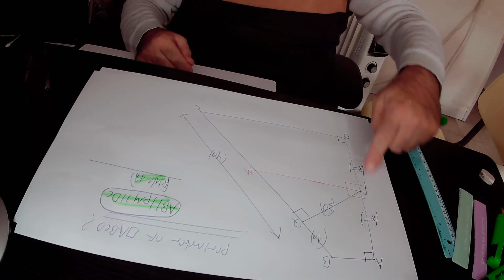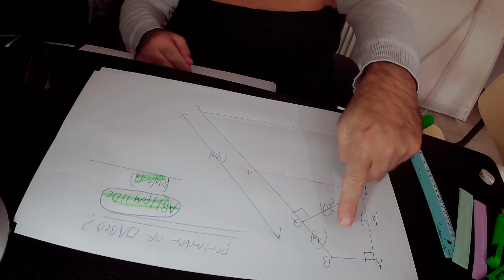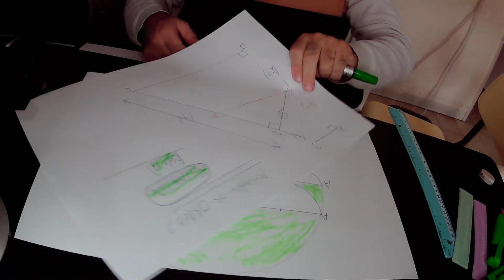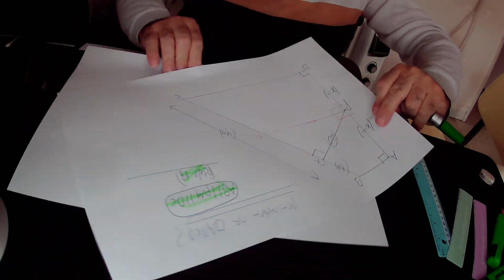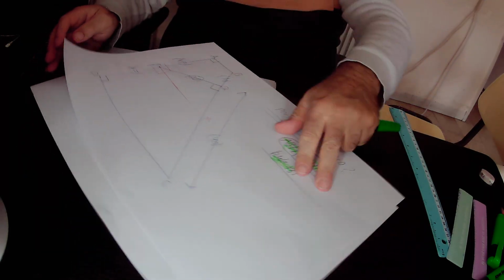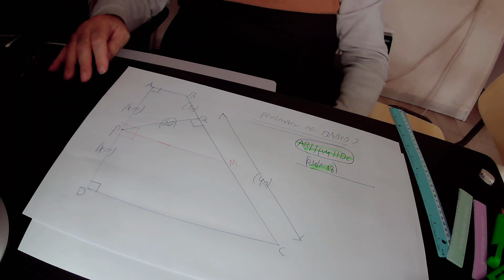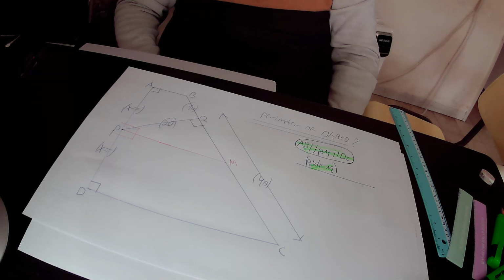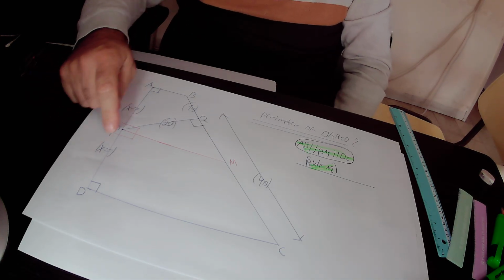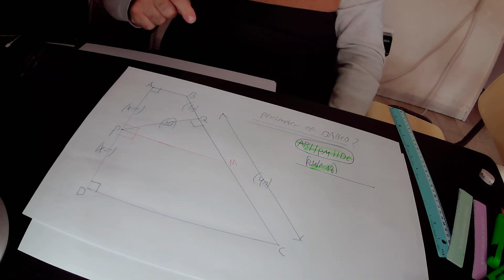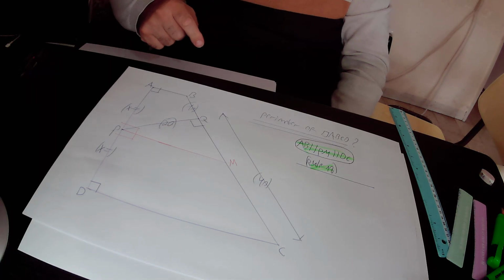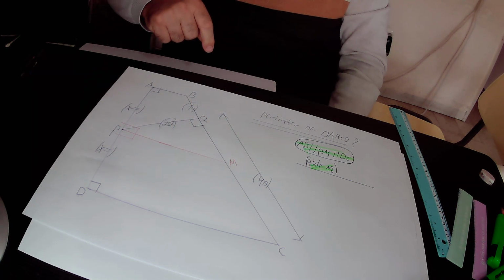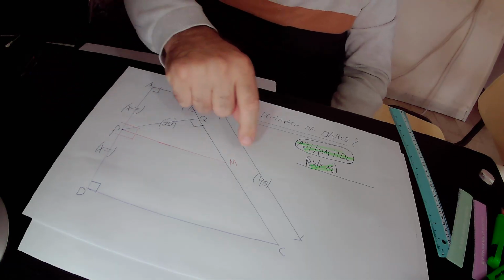This is side AD that connects the three parallels together, and this is side BC that also connects the three parallels together. According to the basic proportionality theorem, a special relationship exists between AD and BC that connects the three parallels together. The relationship is as follows. AP over PD equals BM over MC.